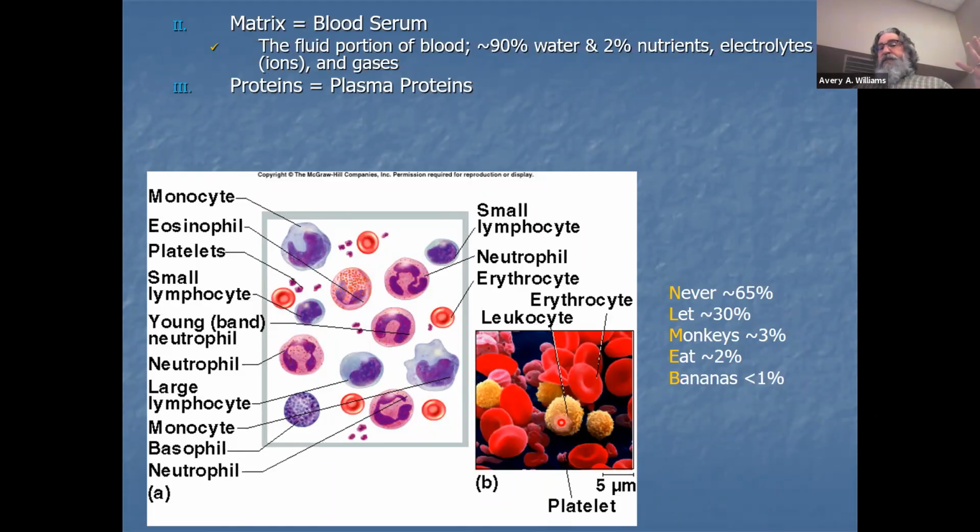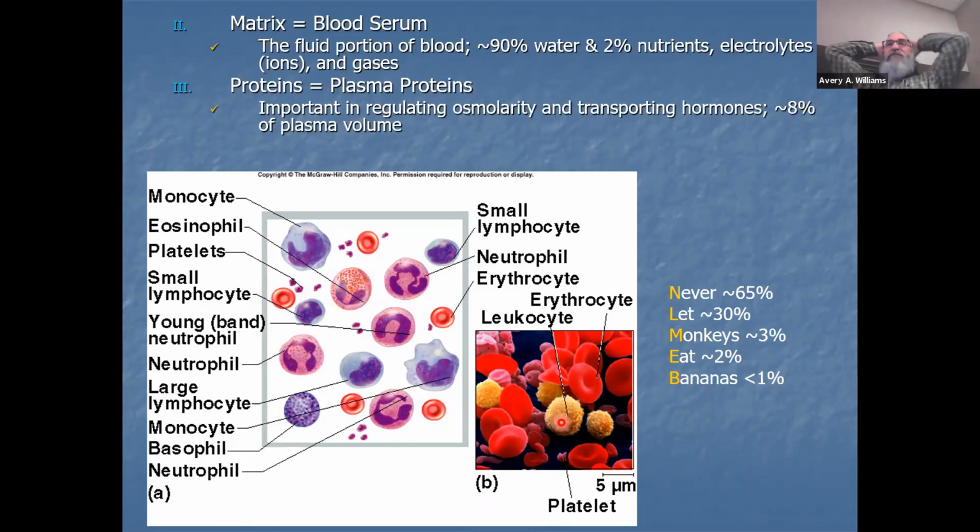And the proteinaceous portion of your blood, the proteins, those are your plasma proteins. So you got blood cells, blood serum, blood proteins, okay, or plasma proteins, all right? What are the plasma proteins? Now, they're not fibrous. You don't have like slinkies in your blood, no toe straps, anything like that. But you do have proteins. The plasma proteins, they're important in regulating osmolarity and transporting hormones. Constitute about 8% of the plasma volume. Okay, so they're functional in transporting stuff, all right?